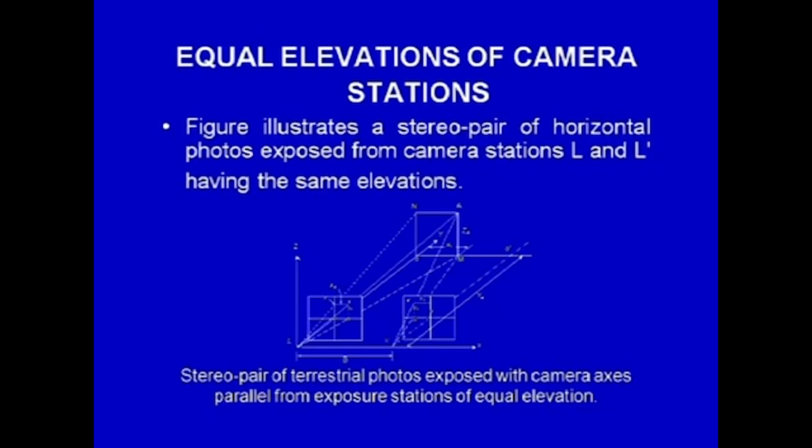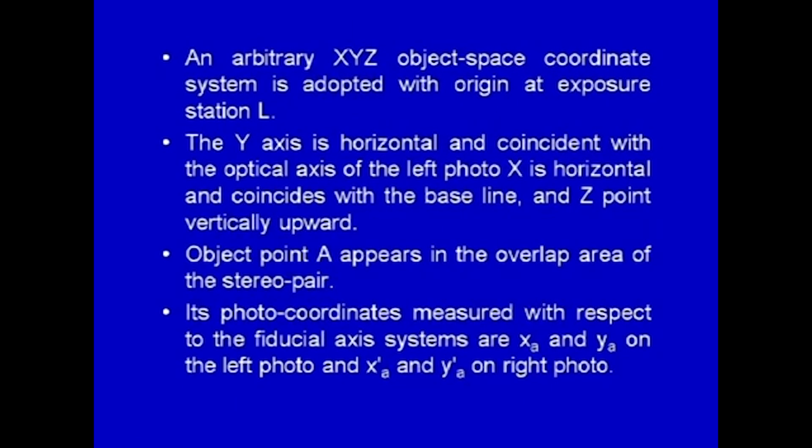The figure illustrates a stereo pair of horizontal photographs exposed at camera stations L and L′ having the same elevations. An arbitrary X, Y, Z object space coordinate system is adopted with origin at exposure station L. The Y axis is horizontal and coincident with the optical axis of the left photo, X is horizontal and coincides with the baseline and Z points vertically upwards. Object point A appears in the overlap area of the stereo pair.